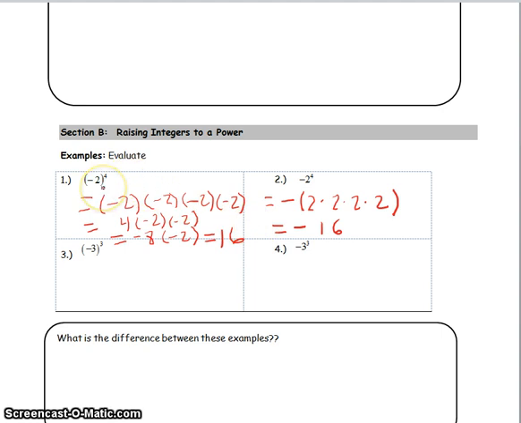If you notice, with this being in parentheses taken to the 4th power, it gives us a positive answer. This being outside parentheses and having a negative in front gives us a negative answer. You have to remember that.